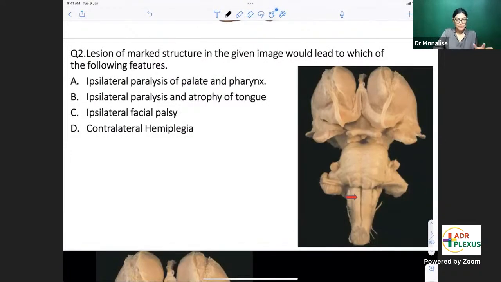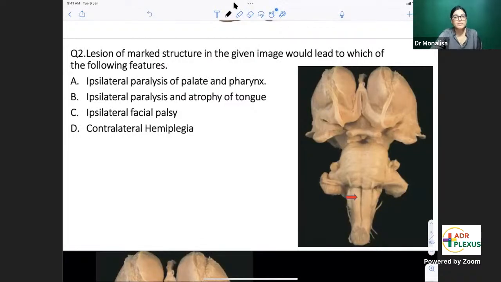You can see the image of the ventral aspect of the brainstem, and the arrow is marked over one of the elevations. You have to tell me the characteristic feature: whether there will be ipsilateral paralysis of the palate and pharynx, ipsilateral paralysis and atrophy of the tongue, ipsilateral facial palsy, or contralateral hemiplegia.